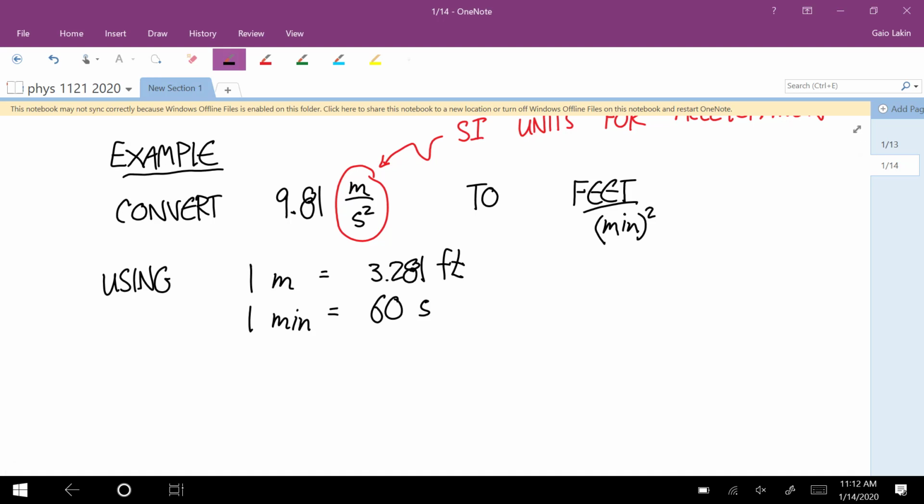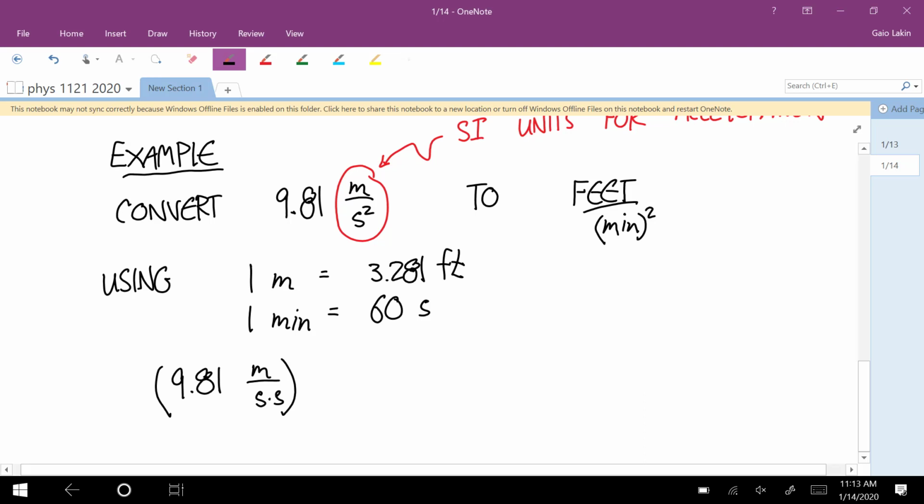So we have 9.81 meters per second squared. And I'm going to write this as seconds times seconds. Okay, so we're going to start with that. And we're going to multiply it by either 1 meter over 3.281 feet or the reciprocal of that to cancel the meters so that our length is in feet now.